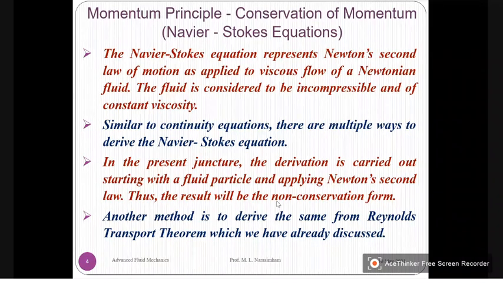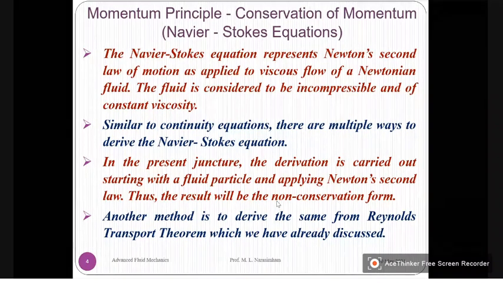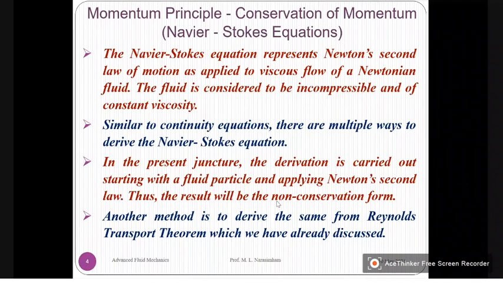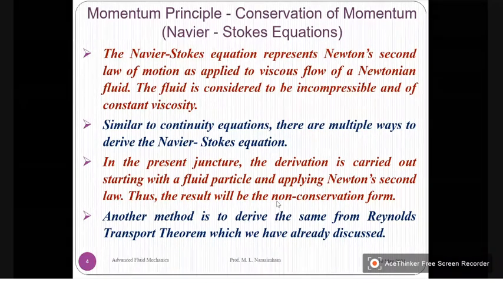Now these Navier-Stokes equations represent Newton's second law of motion as applied to viscous flow of a Newtonian fluid. Newtonian fluid means the fluids which obey Newton's law of viscosity. The fluid is considered to be incompressible and of constant viscosity. So the only assumption which we make is that it is an incompressible flow, that is, rho, the mass density, is constant. Then the viscosity is also constant. It will not change from point to point. So these are the two main assumptions involved.